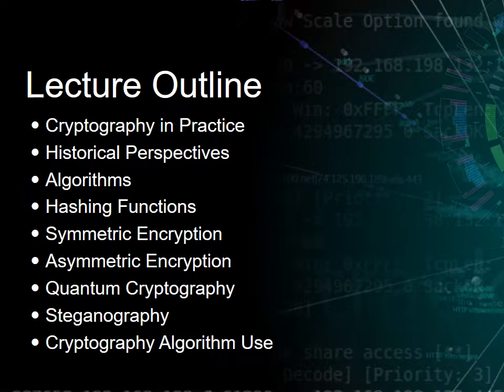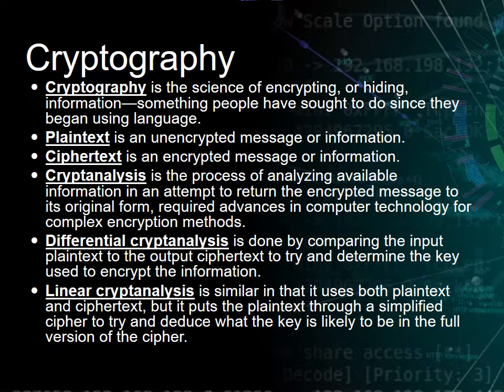The outline for this lecture is cryptography in practice, historical perspective, algorithms, hashing functions, symmetric and asymmetric encryption, quantum cryptography, steganography, and cryptographic algorithm use. So cryptography is the science of encrypting or hiding information. Plain text is the unencrypted information or message before it goes through the cryptographic process. Ciphertext is what comes out of the other side of that process, so it's the encrypted message or the information.